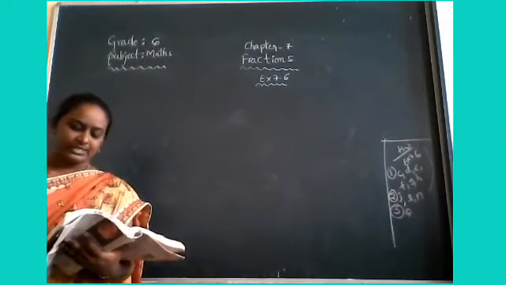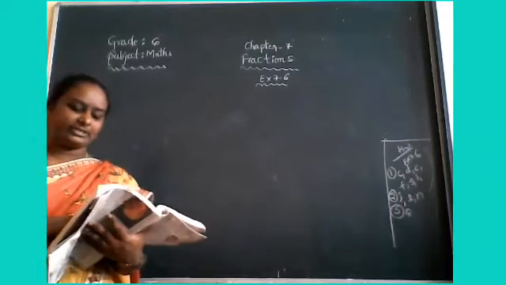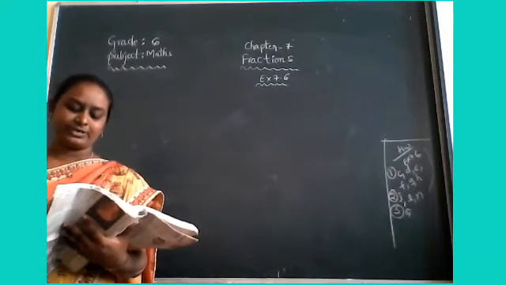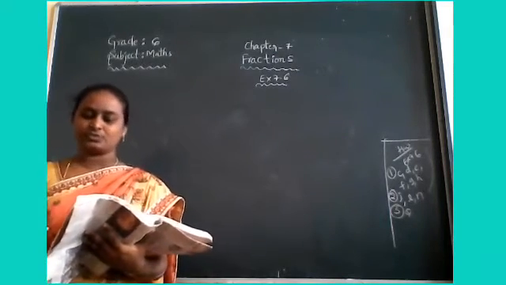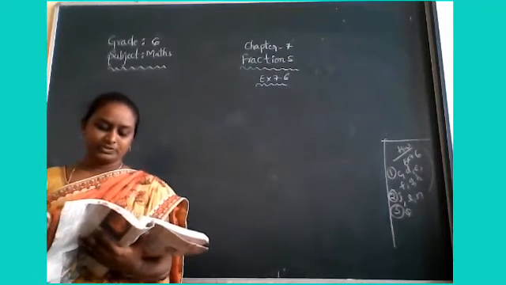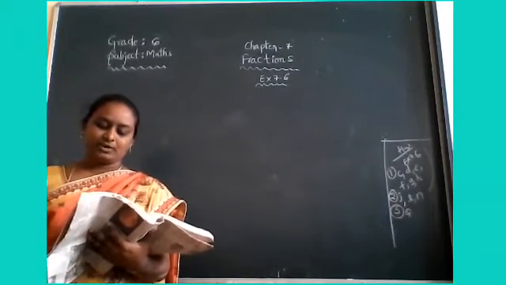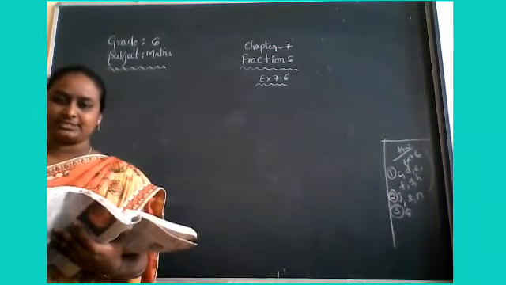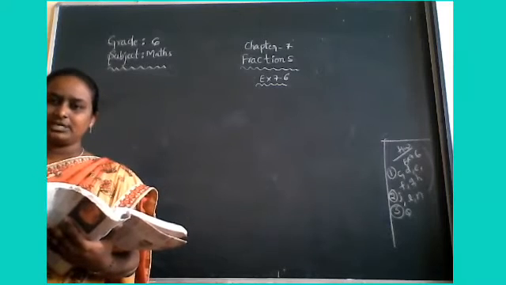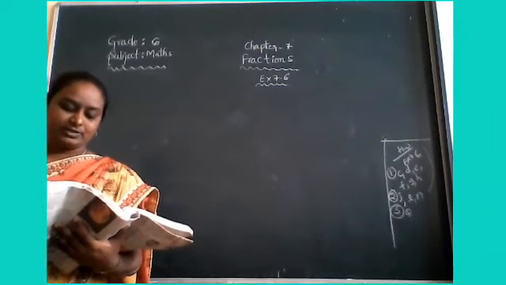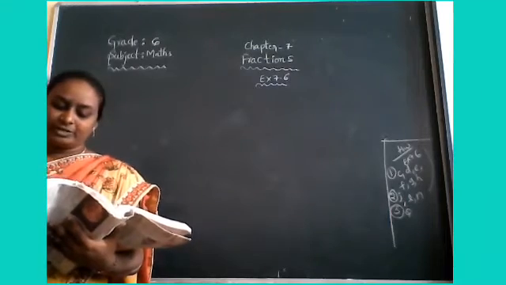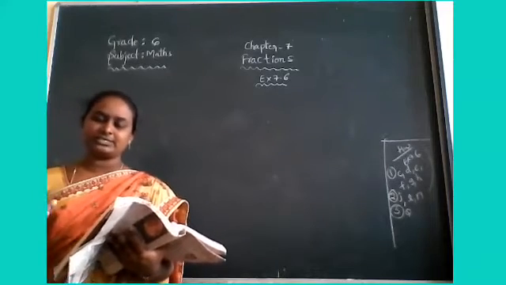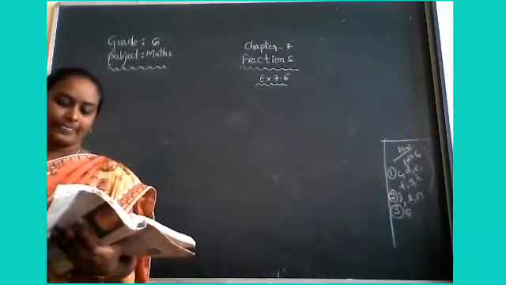Okay students, next come to the seventh problem. Nandini's house is 9 by 10 kilometers from her school. She walked some distance and then took a bus for 1 by 2 kilometers to reach the school. How far did she walk? So here, Nandini's house to school is 9 by 10 kilometers. She walked some distance and then took a bus for 1 by 2 kilometers to reach the school.